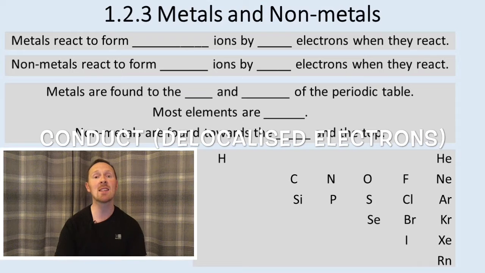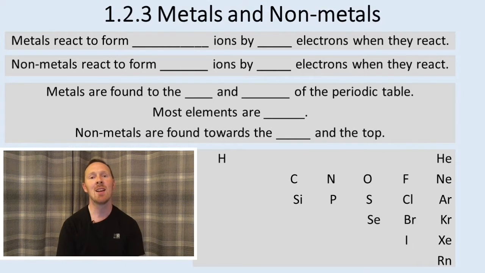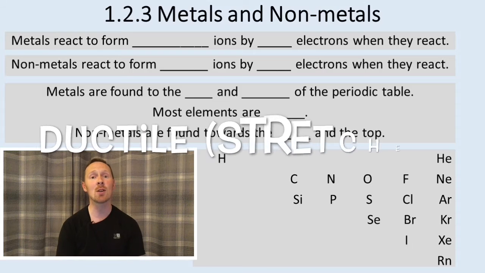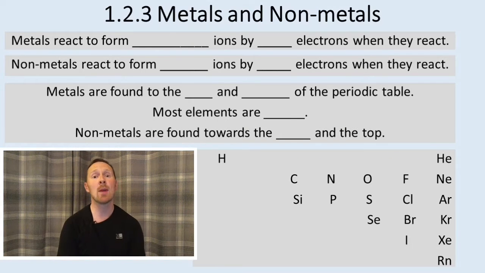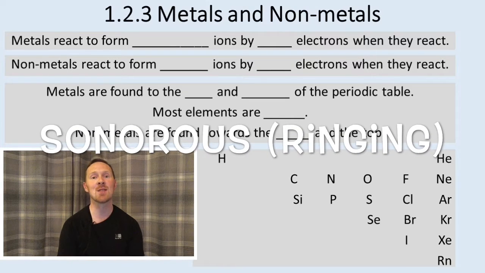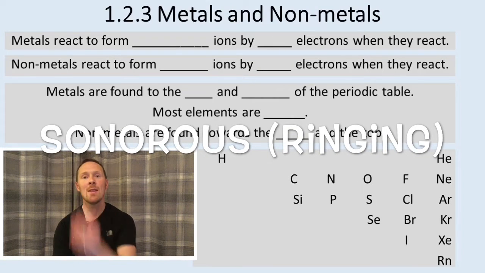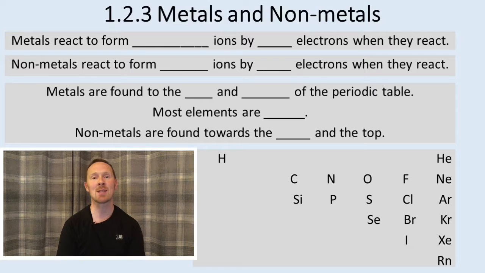The C stands for the conductivity of metals because they have delocalized electrons. Then the D stands for ductile, which means they can be stretched into wires easily without breaking. And the S stands for sonorous, which means when you hit them, they make a ringing noise because all the atoms vibrate at the same frequency, making that beautiful sonorous ringing noise.